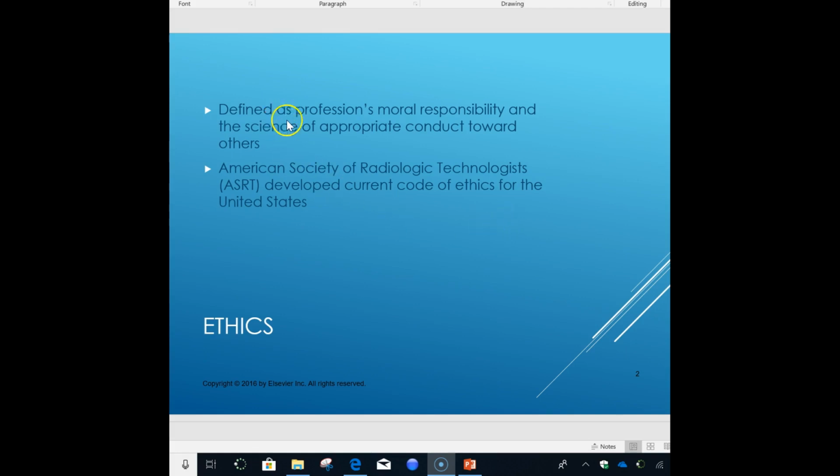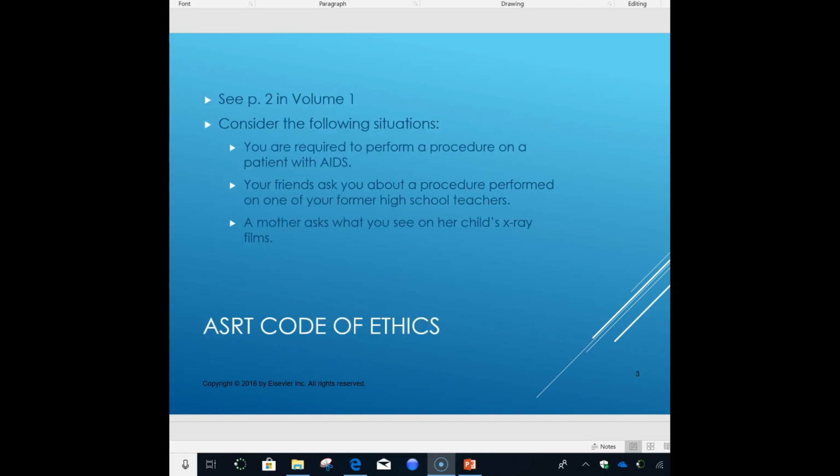Ethics. I said we would touch more upon this, and it's defined as a profession's moral responsibility and the science of appropriate conduct towards others. The ASRT developed a current code of ethics for the United States.